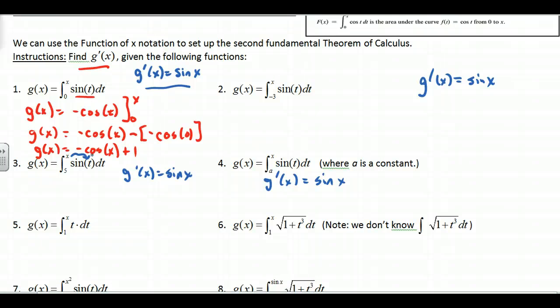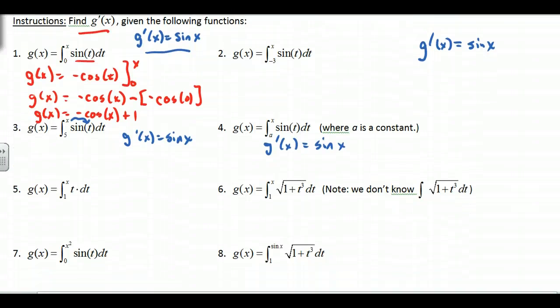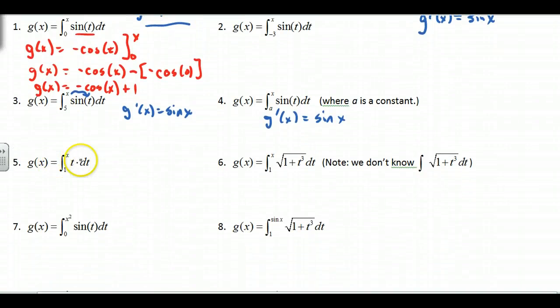And this is the second fundamental theorem of calculus. We're taking the derivative of the integral evaluated from a constant to a variable of some function. Take the x, plug it in. Boom, done. Wow, it's so easy. It does get more difficult, but let's see how this goes. If I do g prime of x here, what do you think? Well, just take the x, plug it in, and I'm going to get x.